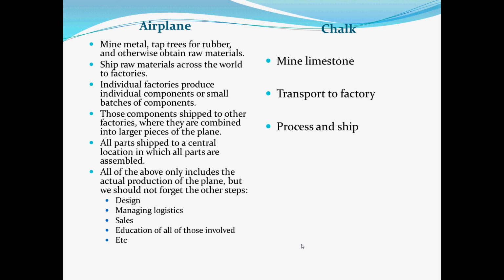Well, with an airplane, there are way more steps, a lot more intricate, a lot more things happening, a lot more complicated. So with an airplane, just like with any commodity, or anything you're going to produce, you have to get the raw materials from the earth. That's where all raw materials come from. So you have to mine the metal, you have to tap trees for rubber, and you have to get raw materials from all kinds of other sources. You have to produce the glass, which is made out of sand, all these different things.